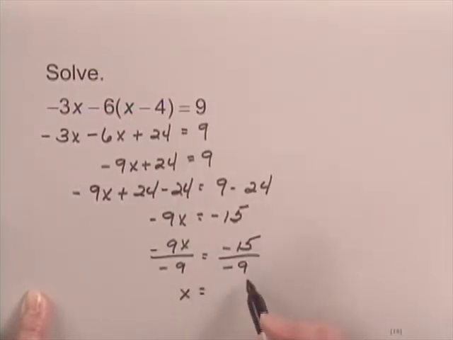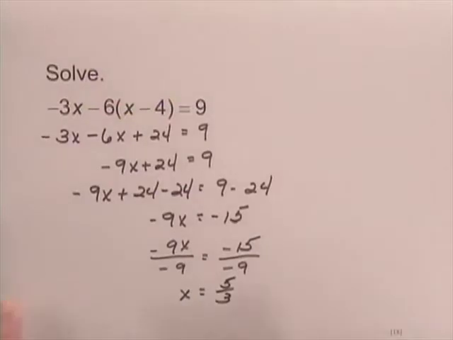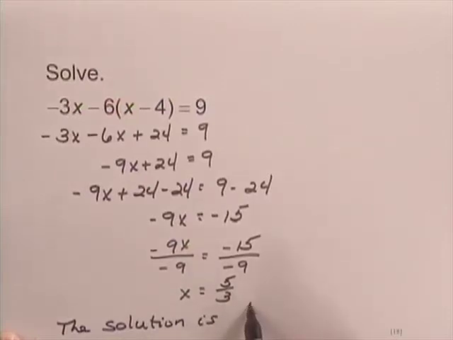And when I simplify negative 15 over negative 9, I get a positive number. The number is 5/3. So we now know that the solution of the equation is 5/3.